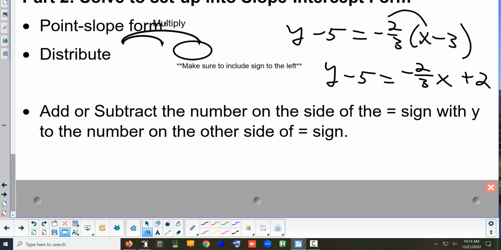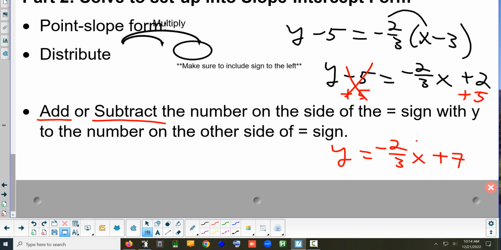And can anyone tell me, in this one, would we add or would we subtract to move that 5? Negative 5. Yeah? Yeah, we would add. And we would add. So now the y is by itself on the left. Does anything happen to this negative 2/3 when I add 5? No, that just stays the same. And what's 2 plus 5? Yeah? 7.